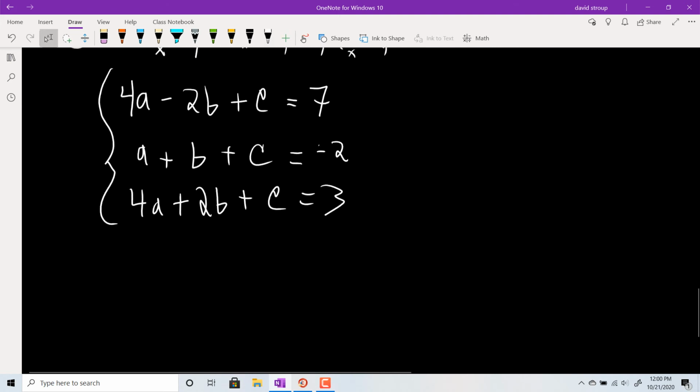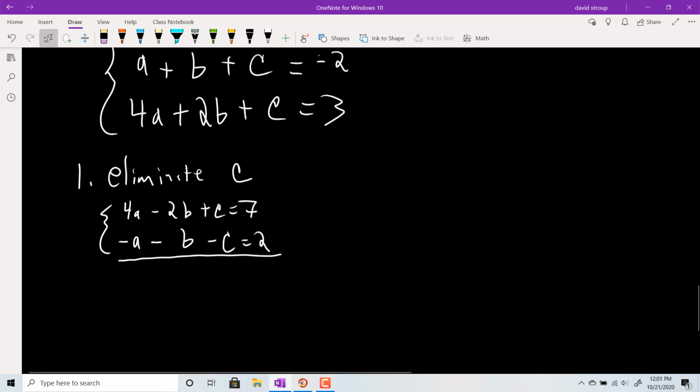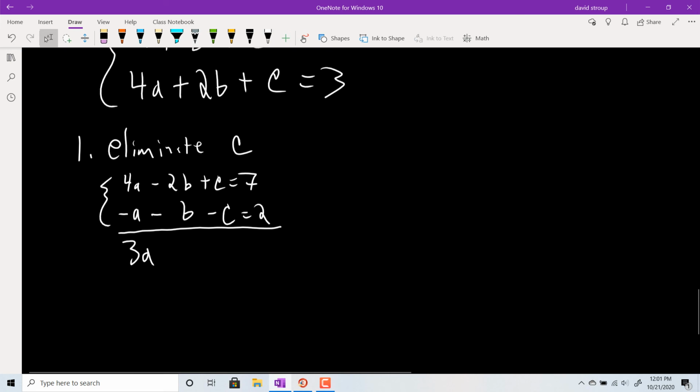Okay, so let's do that. First, I'm going to choose a variable to eliminate. I'm going to get rid of the c. That'll be the easiest one to eliminate. Okay. So I'll work with 2 equations at a time. And I'm just going to go ahead and multiply the second equation by a -1. Okay, that'll eliminate some of my writing. And it will also eliminate c, right? Okay, so I'll have 3a minus 3b equals, I guess that's 9, sorry.